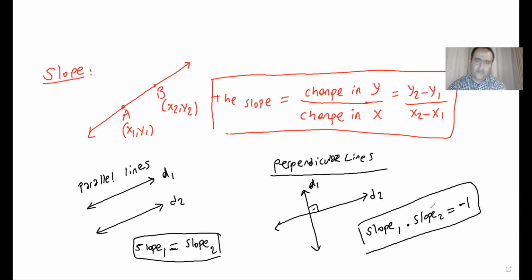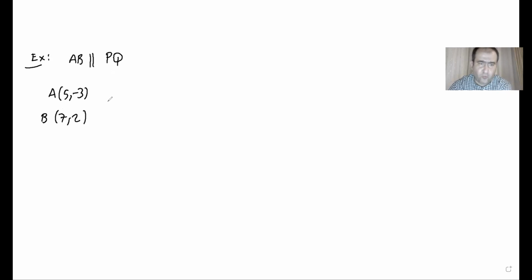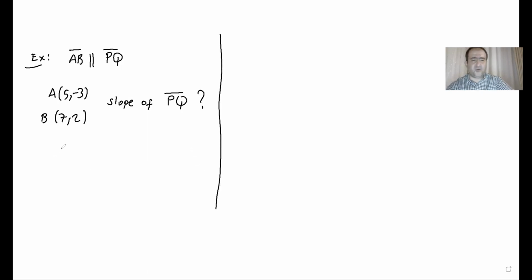And then we have some examples. Let me show you these examples. For example, AB is parallel to PQ. A is (5, -3) and B is (7, 2). What is the slope of PQ? If they are parallel, find the slope of PQ. If they are parallel, their slopes must be equal.